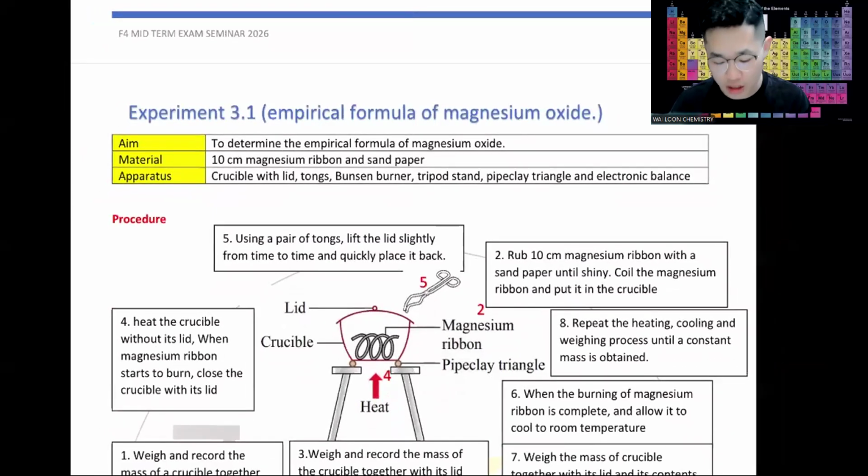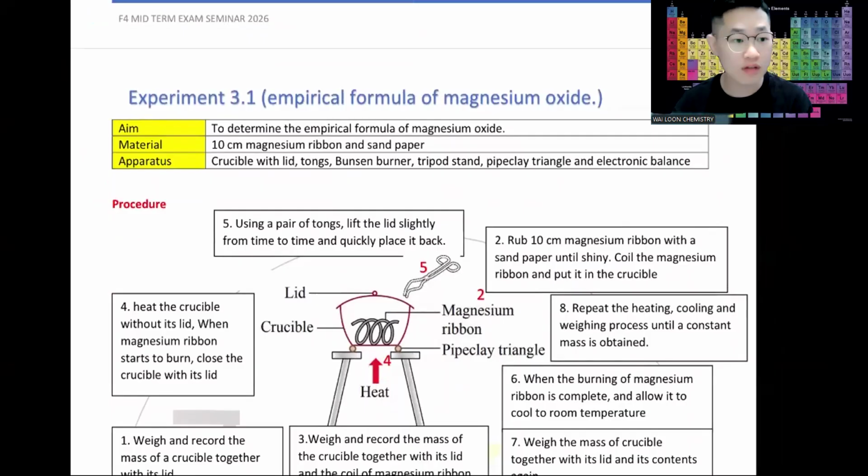Okay, let us look at page number 5. Okay, so do you have the notes? Yes, right. So can we look at page number 5?